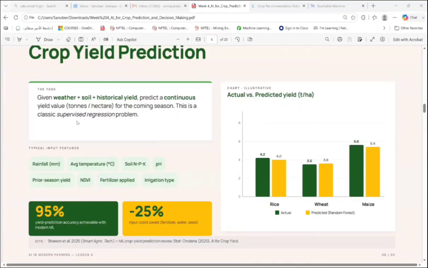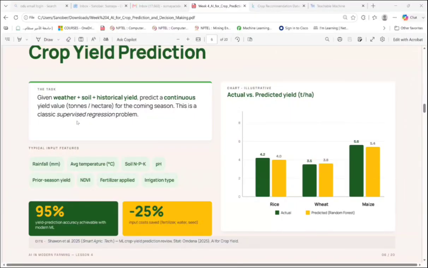The model uses rainfall, temperature, nitrogen, phosphorus, potassium, soil pH values, previous yield, satellite vegetation information, fertilizer use, and irrigation type. So these were the things the model considered. The machine learning model considered all this information in order to predict the crop yield.